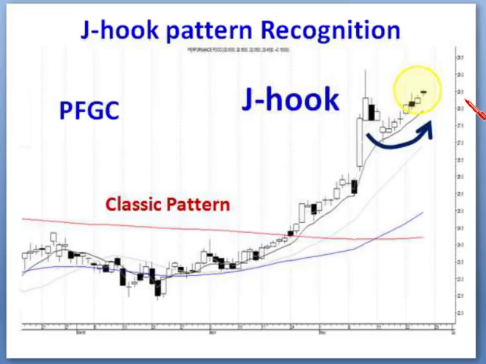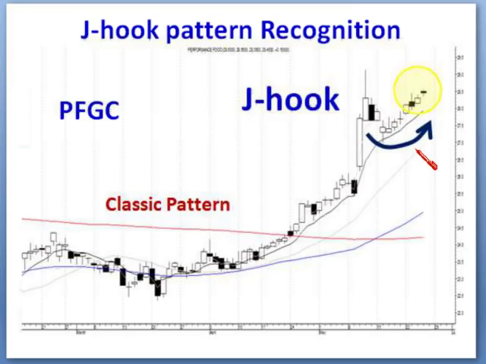This is what we call the J-hook pattern, where you've had a strong price move. This is what we call your classic pattern, your fry pan bottom breakout. What do we expect coming out of a fry pan bottom breakout? A very strong price move. Then we see a pullback, which is usually profit taking. Notice what this one did. It came right back to the T-line and started back up.